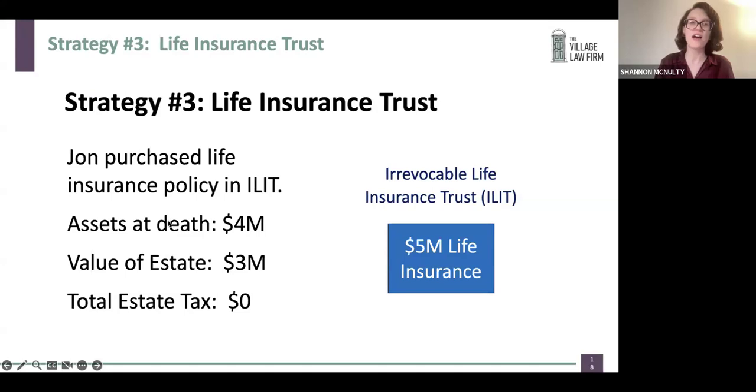So here we have the assets at death are $4 million. His $5 million is not included in his estate. And actually, this number is wrong. His assets should be $3 million. The value of his estate would be $3 million, and total estate tax would be nothing because that's under his estate tax exemption, what he has left.